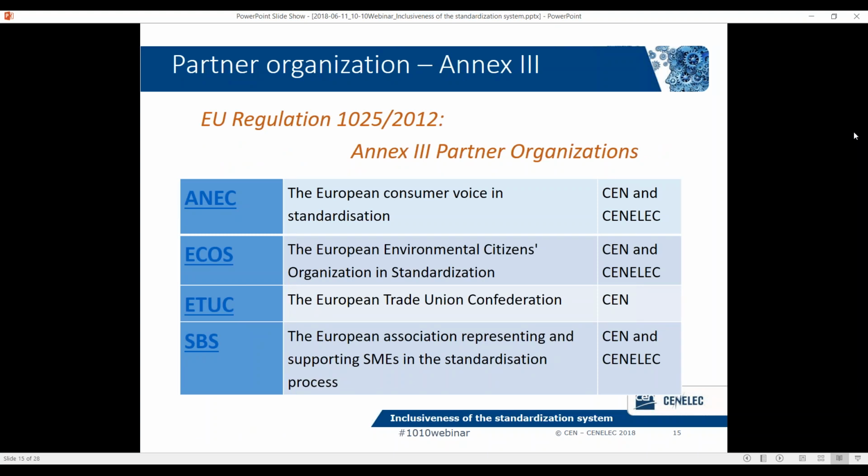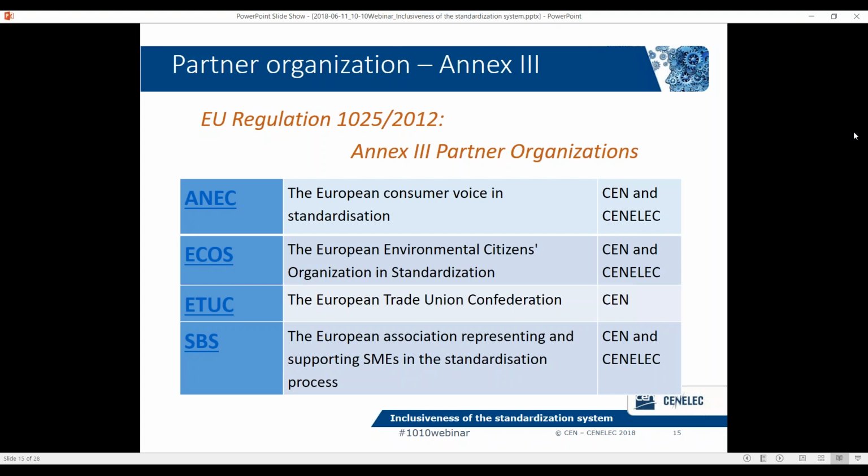I just mentioned the special subcategory of partner organizations, which are the organizations covered by Annex 3 of Regulation 1025 of 2012 of the European Commission on European standardization, as they have an overall or very broad interest in CEN and CENELEC work. With standards playing a key role to protect the consumers, workers and the environment, it is logical that civil society has to be involved in standardization. Annex 3 organizations have a special role in promoting the interests of civil society in the development of standards in Europe and internationally. These are ANEC, representing consumers, ECOS, representing environment interests, and ETUC, representing the trade unions.